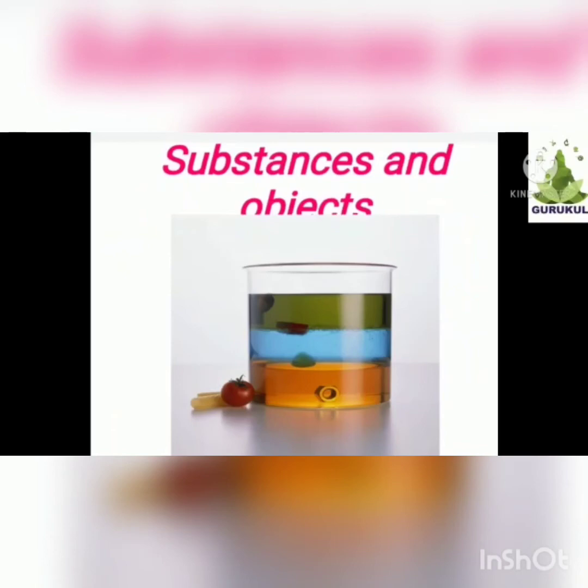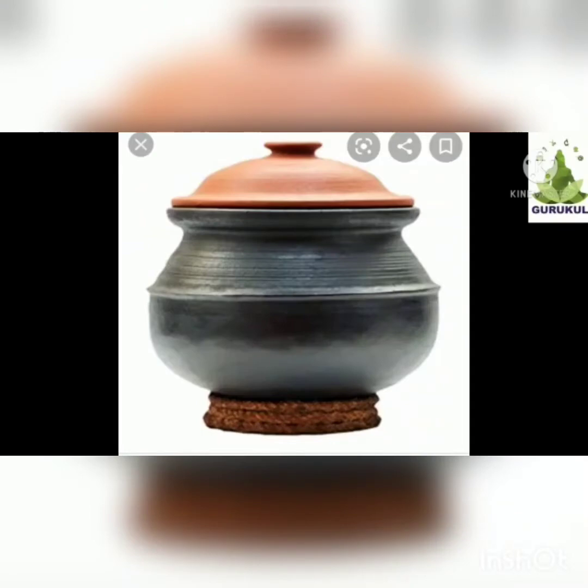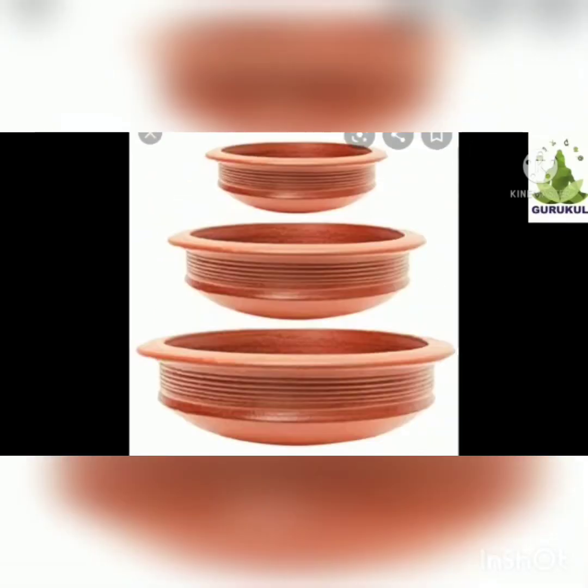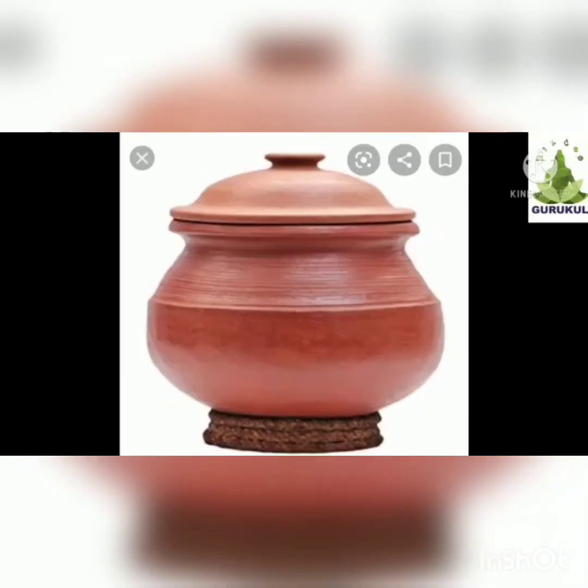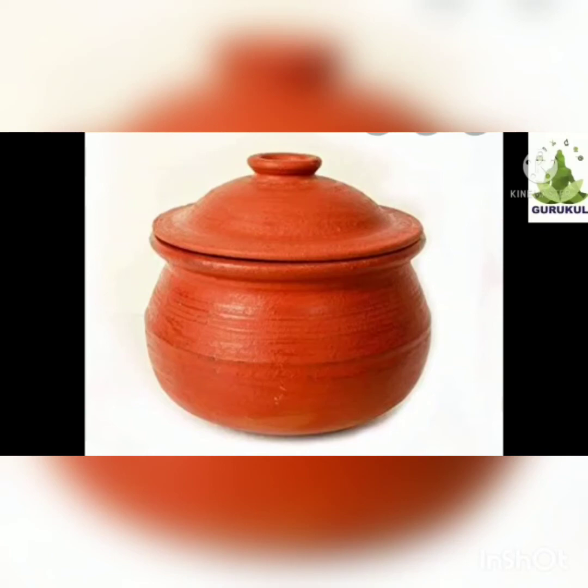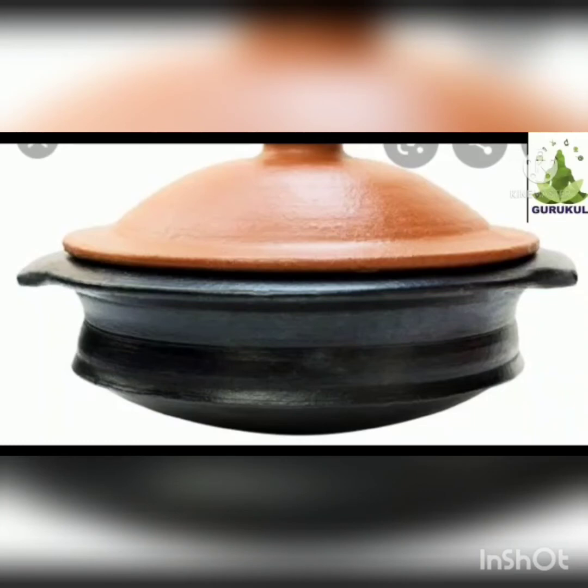So, let's start. Here I am showing you different types of pictures of earthen pots. In ancient times, they used these types of pots for cooking. From what substance had the potter made all these things? Yes, give me the answer. Think on it. I know all of you know the answer to this question.